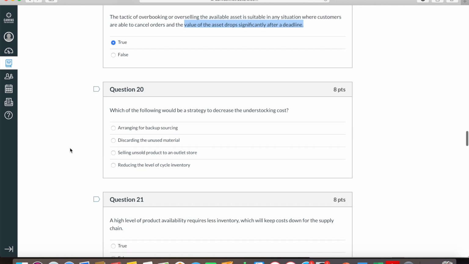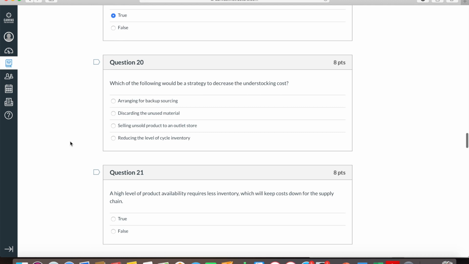So this is true. Question 20. Which of the following strategy to decrease the understocking cost? So be careful here. They're asking for decreasing the understocking cost. Well, understocking is when you don't have enough stuff in a store, for example. That's understocking. Overstocking is you have too much stuff in a store, essentially, and you can't sell all of it. So which are the representatives of this?